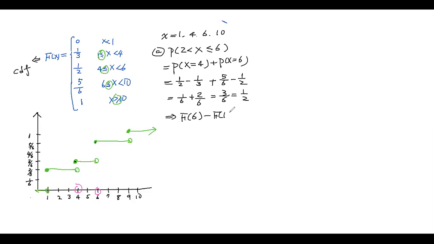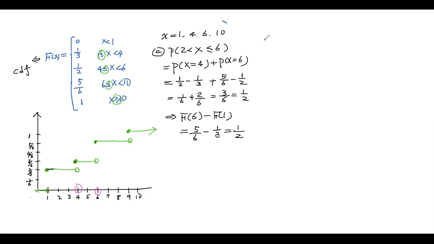So f of 6 is what? f of the 6 is the 5/6 minus f of the 1. F of 1 is what? 1/3. So it will give you what? Will give you 1/2. So you will get the same answers here, right? Because when the f6, that's what is here, the 4, you are trying to minus is this f of 1. Kind of a little bit confusing, right?